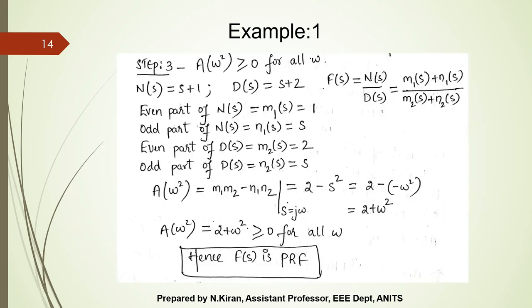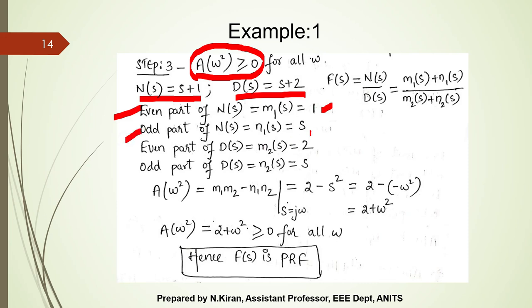So the third step, or the third condition, is A(omega squared) must be greater than or equal to 0 for all omega. The given function is (s+1)/(s+2). So the numerator is s+1 and the denominator is s+2, isn't it? In both numerator and denominator, I'll have both even terms as well as odd terms. So the even part of the numerator is 1 and the odd part of the numerator is s. Similarly, the even part of the denominator polynomial is 2.